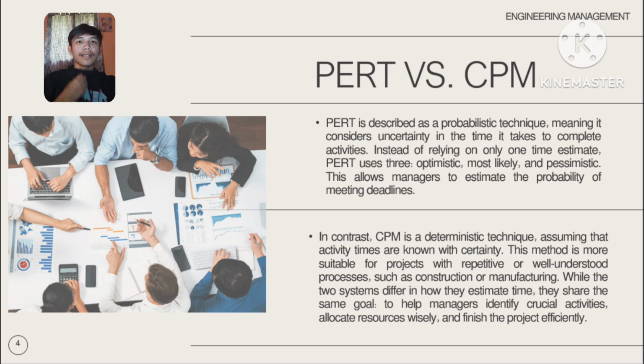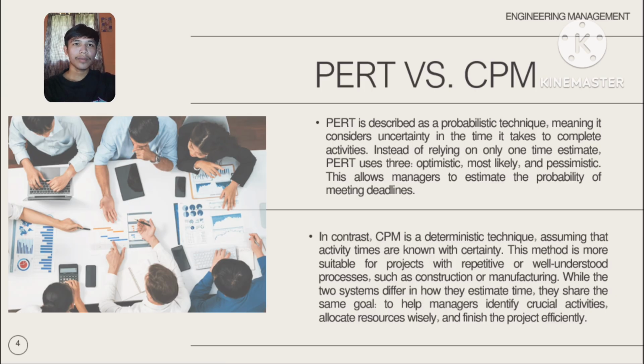So let's proceed to the next slide, which is PERT versus CPM. PERT is described as a probabilistic technique, meaning it considers uncertainty in the time it takes to complete activities. Instead of relying on only one time estimate, PERT uses three: optimistic, most likely, and pessimistic. This allows managers to estimate the probability of meeting deadlines. In contrast, CPM is a deterministic technique, assuming that activity times are known with certainty. This method is more suitable for projects with repetitive or well understood processes such as construction or manufacturing.